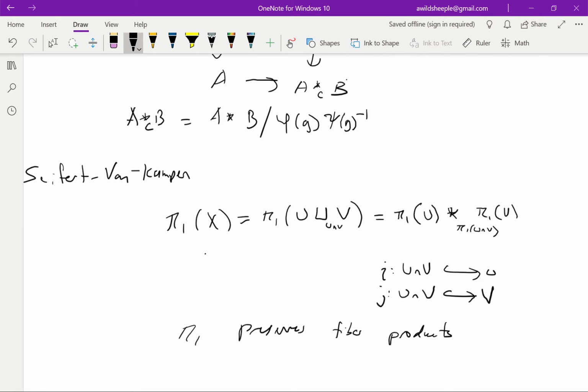Well, in this version, I only did it for fiber products with two elements. You can make varying degrees of general statements for the Van Kampen theorem with more complex fiber coproducts if you like. But let's not worry about that.